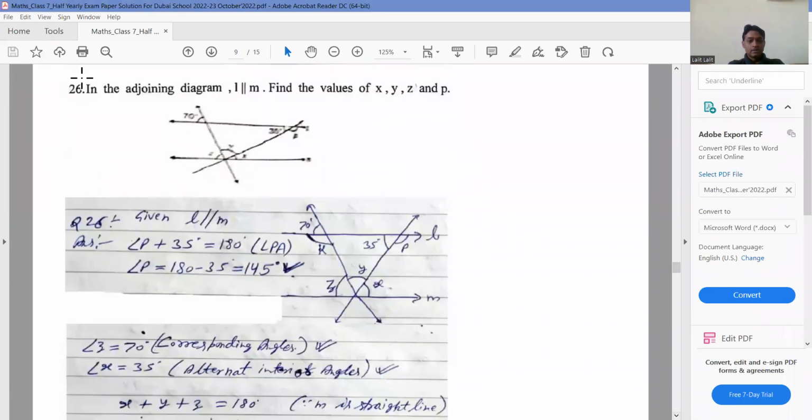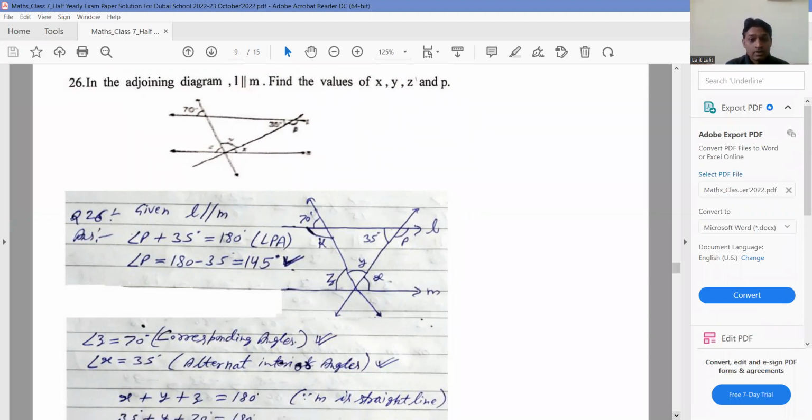Question number 26. In the adjoining diagram, again, it is a question of lines and angles. I have just drawn it because the picture is not clear. Now they have already given that line L is parallel to line M. We need to find the value of X, Y, Z, and P. Means all angles we need to figure out. Very simple, just need to use a property.